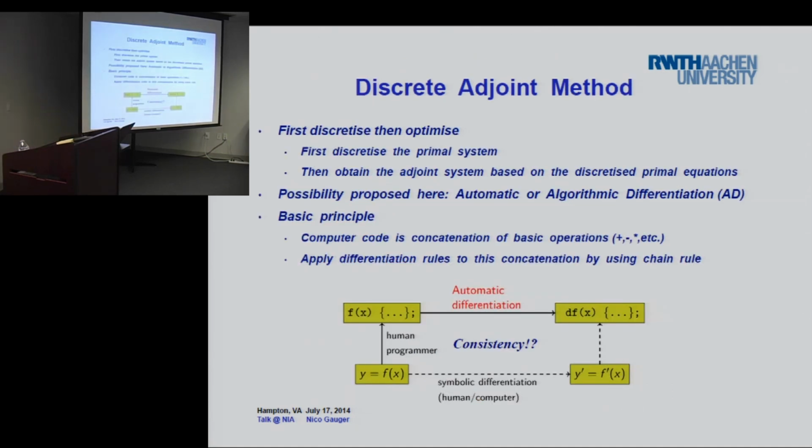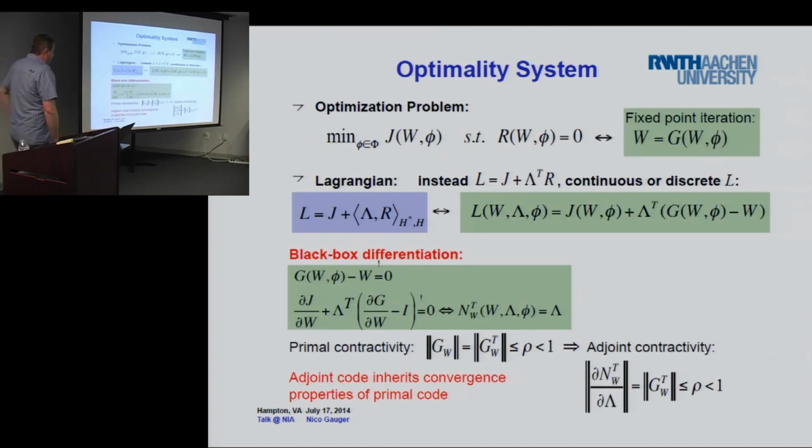Okay, and that means now we set up this Lagrangian driver program and differentiate in a black box manner with respect to G minus W, this whole guy L.